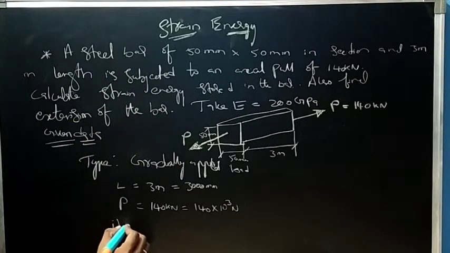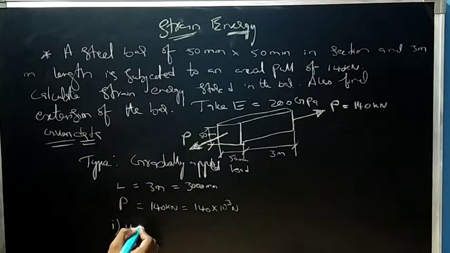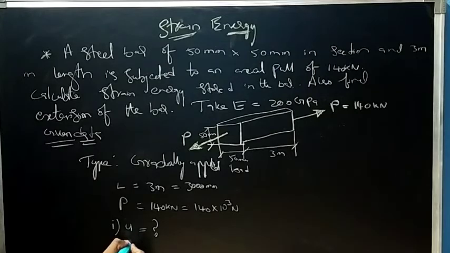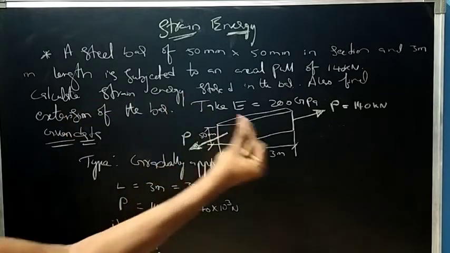First we need to find U, that is the strain energy. Next we have to find the extension, that is delta L, the change in length. U is the strain energy and delta L is the change in length. Let us see.